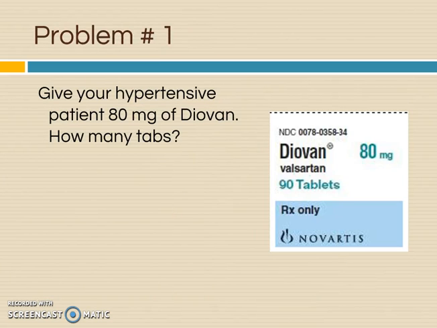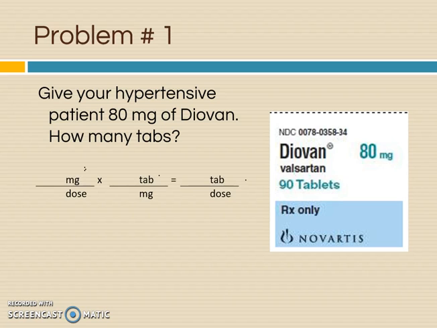Okay, so first problem, we're going to give our hypertensive patient 80 milligrams of Diovan. How many tabs? Well, you can see from the label that it's pretty self-explanatory and easy to figure out. But I want you to understand the method of figuring it out, because if you have this method down, then you will be able to do much more complex problems, and you won't get confused about units and things like that. So I'm going to show you the system.